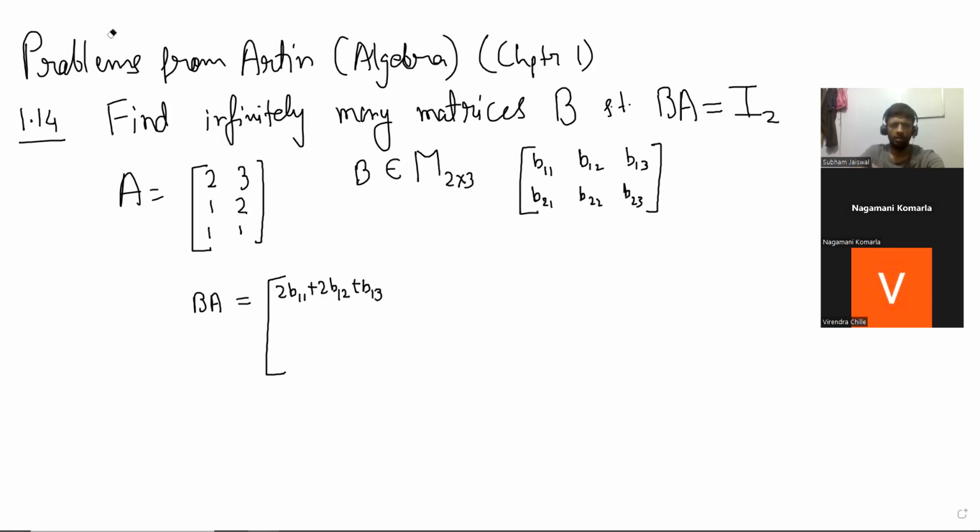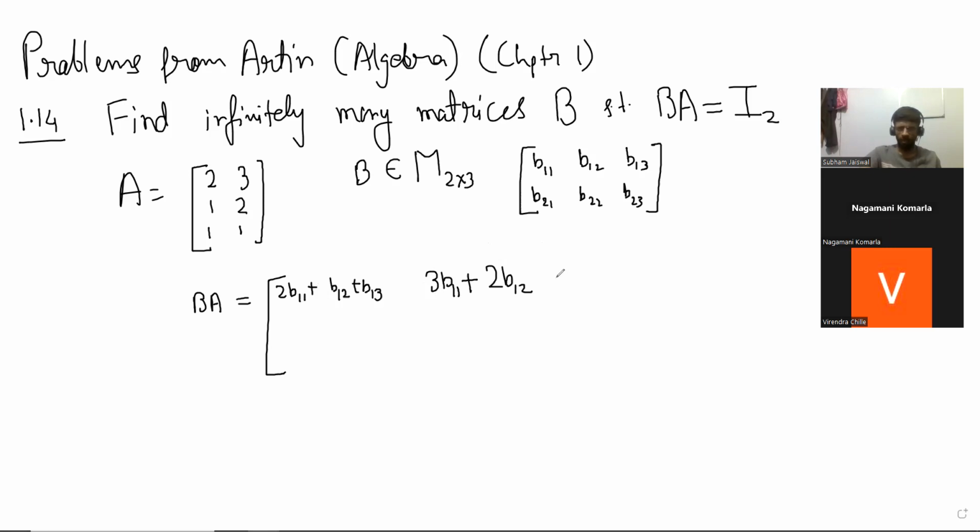And then the next one is 3B11 plus 2B12. Oh, okay. And then in the first element, sir, it's actually B12, not 2B12. Right, this one. Virendra, also check if this calculation is correct. There's one more term, sir. It's plus B13, in the last.